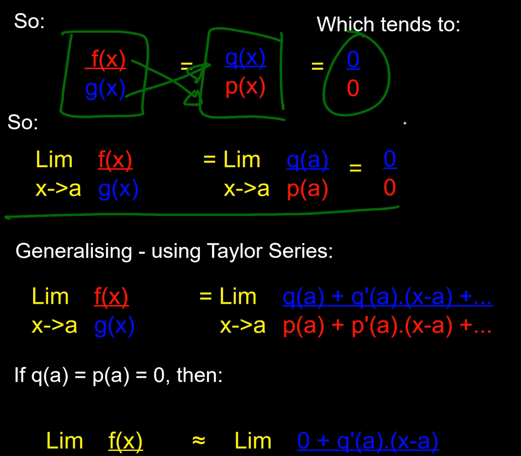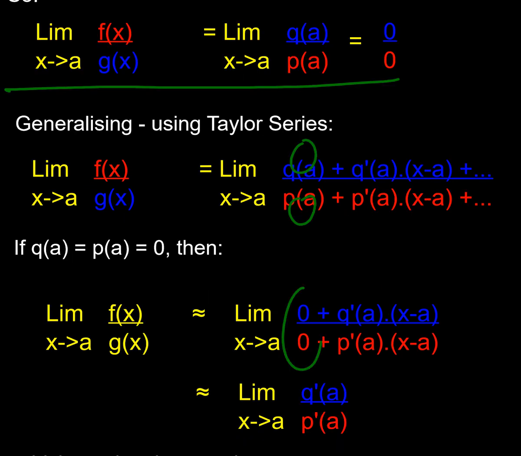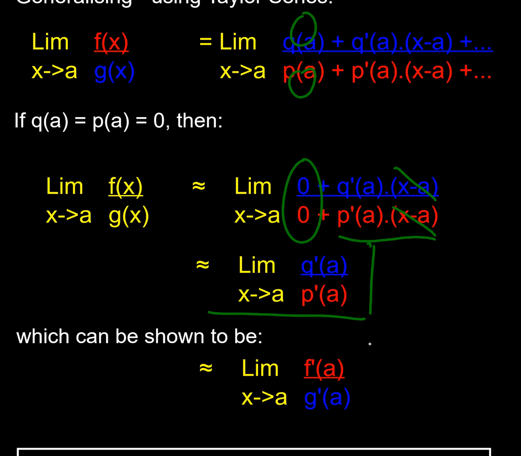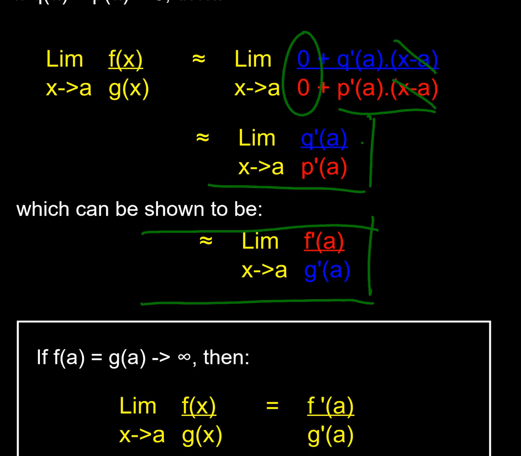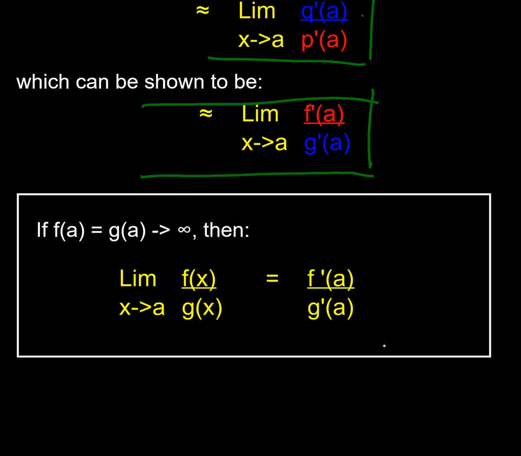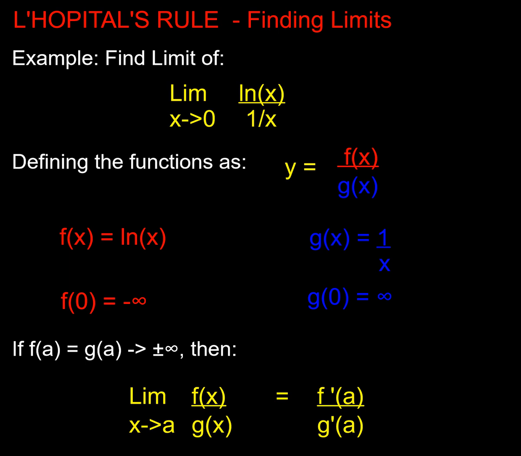And because, of course, I've got 0 over 0 for the q of a and the p of a, once again I come back to the setup where the first two terms are 0. I'm only left with these two. I can do that cancellation. So I can do that differential, q dash over p dash, and I can prove, I'm not going to do it here, that that's going to be the same as f dash over g dash. So hey presto, I can use exactly the same setup if f of a and g of a are tending to infinity, whether positive or negative. So if that's true, I can use it.